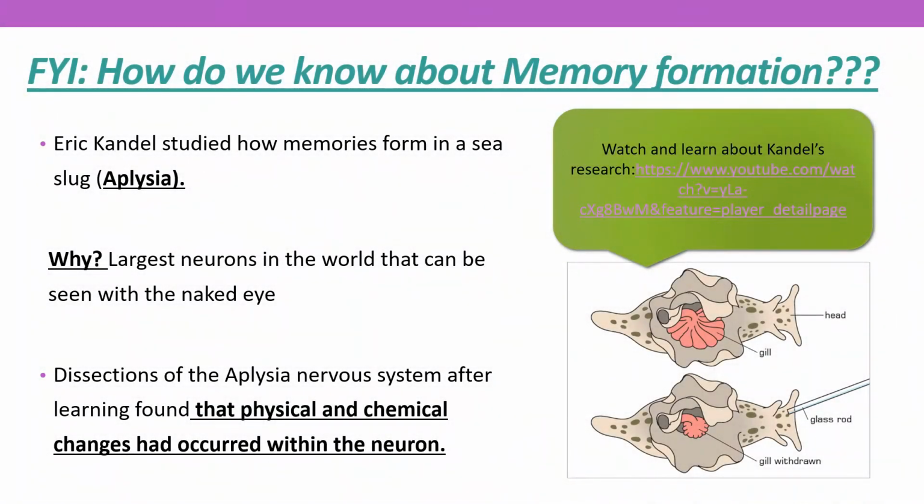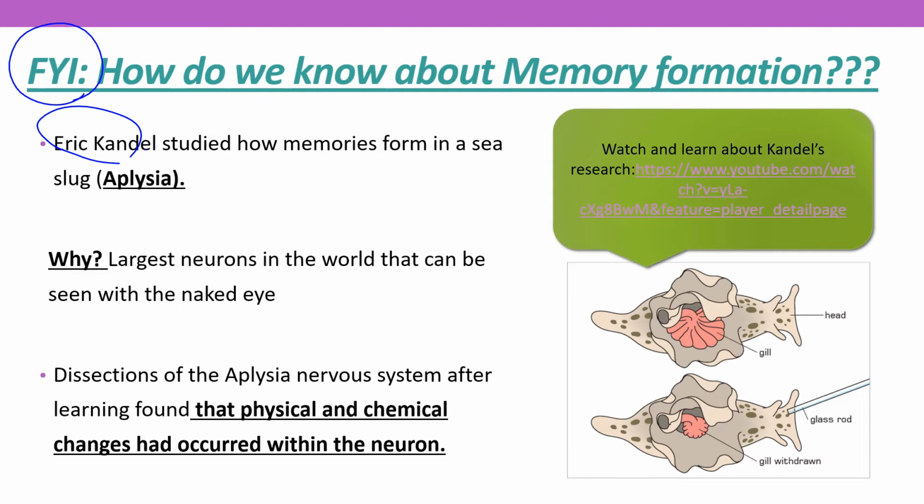How do we actually know that this thing called long-term potentiation actually occurs? We know through the work of a guy called Eric Kandel, and he studied Aplysia, which is a sea slug. It's actually a Californian sea slug. This is information, it's just an FYI, you don't actually need to know it for the exam. So what he did was he grabbed some Aplysias and he chose the Aplysias because they have the largest neurons in the world. You can actually see how they change with the naked eye.